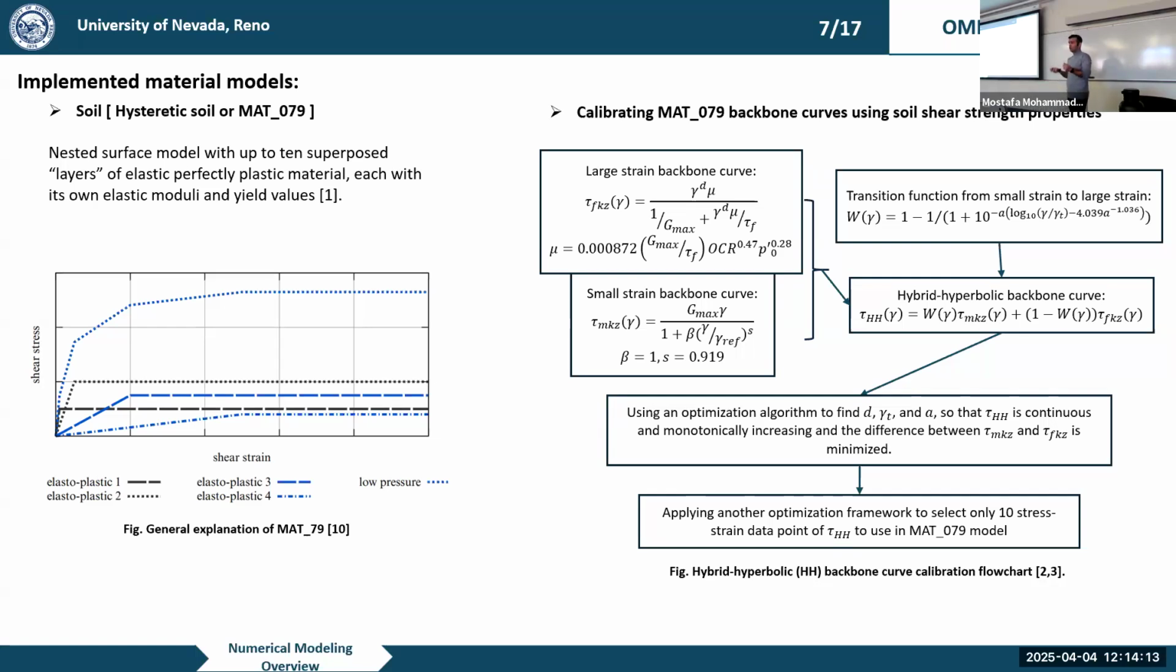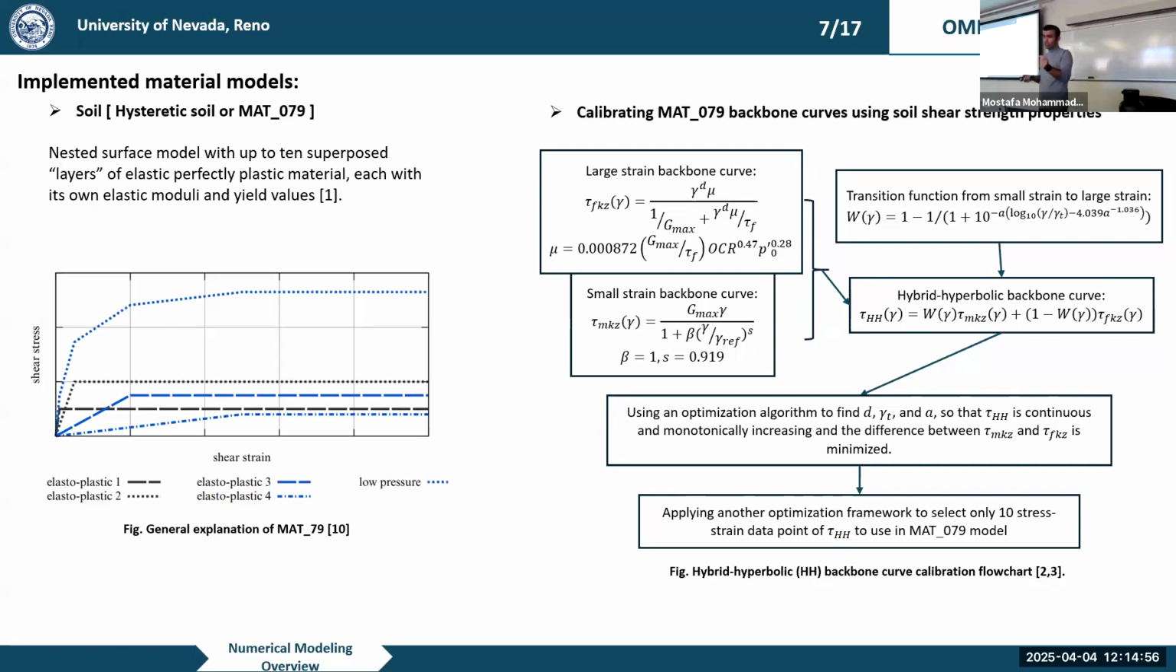In order to do that, we needed a hybrid way to mix these two regimes together, which led us to the study of Dr. Asimaki and Shi from Caltech. They provided a hybrid hyperbolic backbone curve, taking a large strain backbone curve and a small strain backbone curve. They defined a function from small strain to large strain and combined all of them together. Then, by running an optimization algorithm, they found the values of the constants there, which they needed to recalculate. So the tau HH is the backbone curve that I'm going to use.